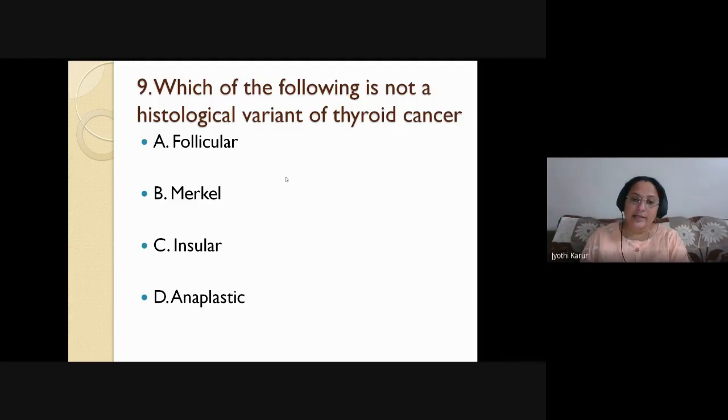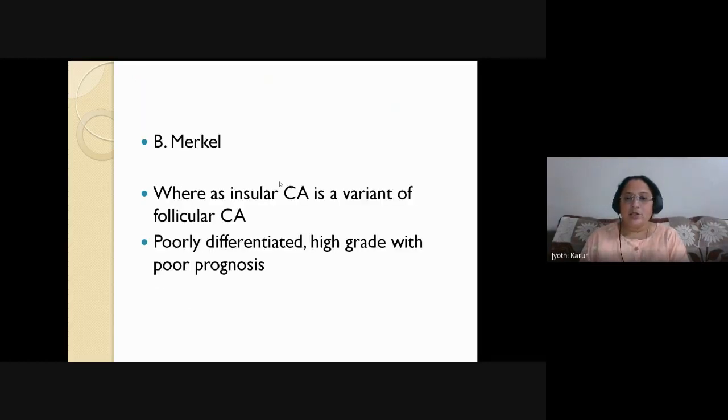So insular is a histological variant. What exactly is it? Insular carcinoma is a variant of follicular carcinoma. See, follicular carcinoma has so many avatars, okay? So it has got Hürthle cell, so many types, and it has got one more called insular carcinoma. It is high grade follicular carcinoma, one grade higher than the Hürthle cell carcinoma. What exactly is it? Poorly differentiated. It has a follicular variant and it has very, very poor prognosis.